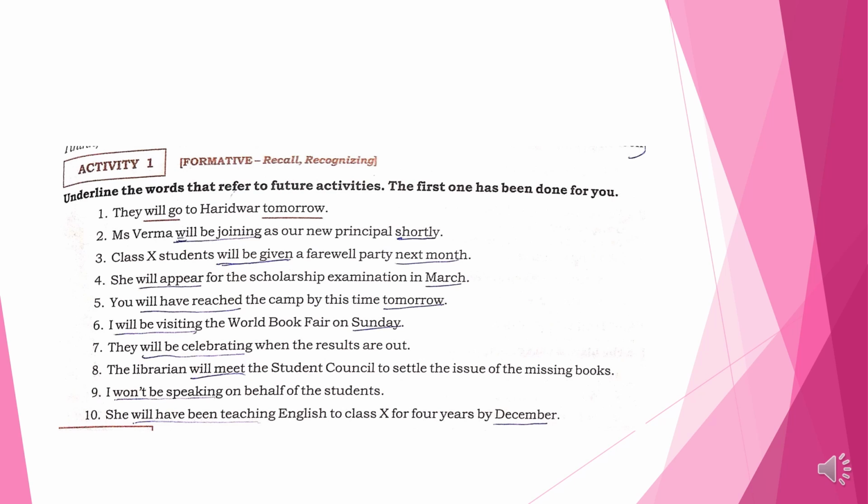Number 10, she will have been teaching English to class 10 for 4 years by December. So here which words do we have to underline children? Will have been teaching and December. Okay. So as I did underlining in the exercise, you also underline in your textbook, right?